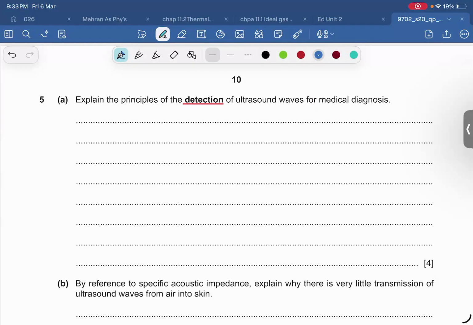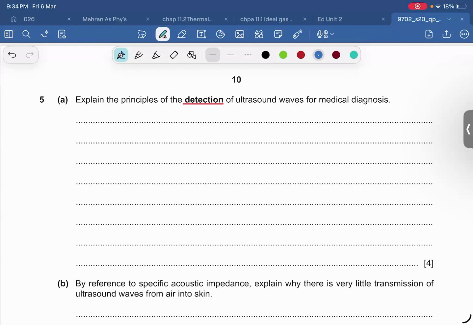Okay. Now listen. Basically, at least for the exam, they give the same type of questions. If they're saying detection, we have the transmission, we have the detection, and we have the imaging. These are the three 6 mark or 4 mark questions you can expect in the exam. So for now it's detection.